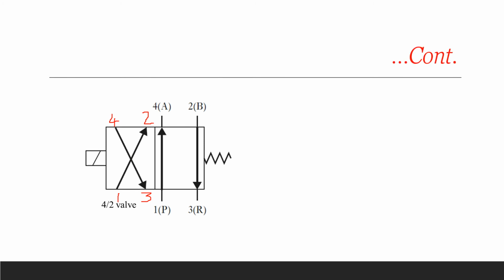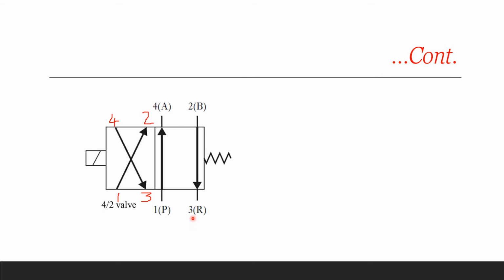So the figure shows a 4/2 valve which is solenoid actuated and returns to its original position by the spring. The 4 comes from the number of ports, that are 1, 3, 2 and 4. Here the flow is bidirectional, that is, the flow occurs from 1 to 4 and also from 2 to 3.